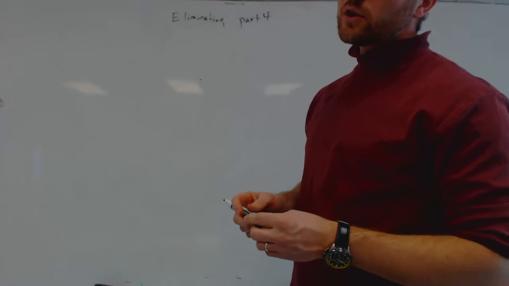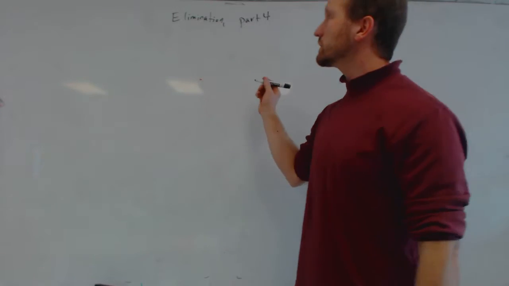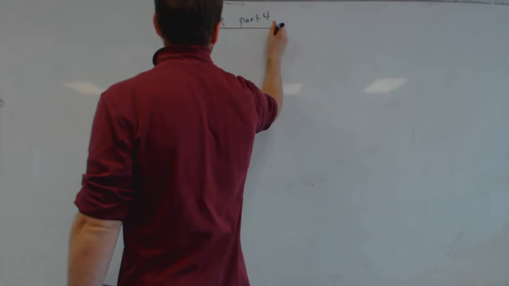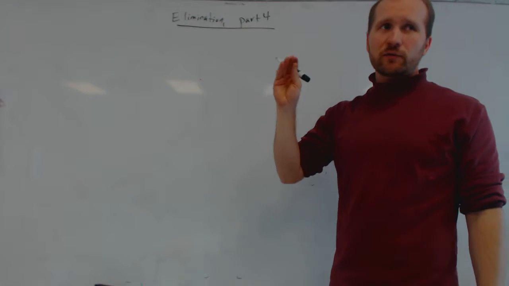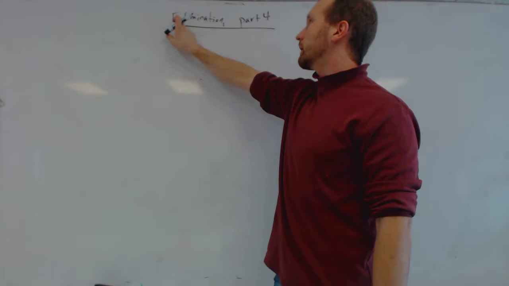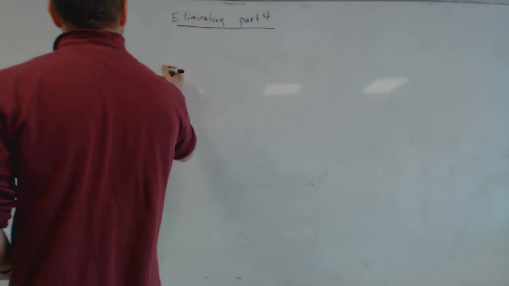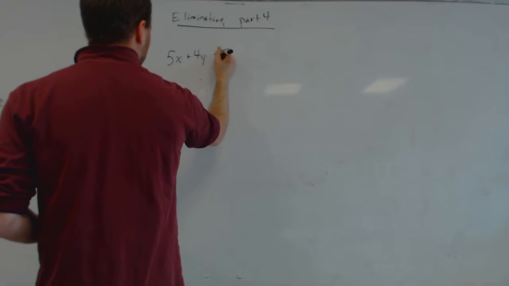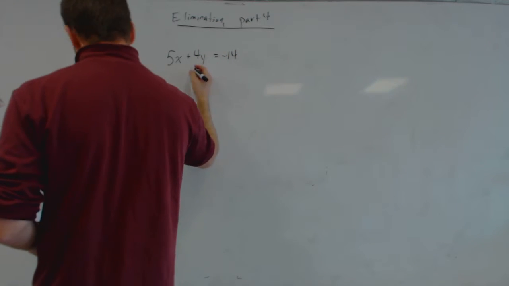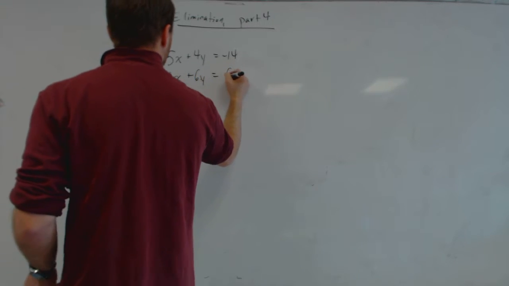All right, so part 4, we're going to look at systems where you have to multiply both equations. And you guys already figured this out a little bit, as you brilliantly demonstrated already. I just want to formally go over what this means, or how we would solve these. So let's take something like this. 5x plus 4y equals negative 14, and 3x plus 6y equals 6.